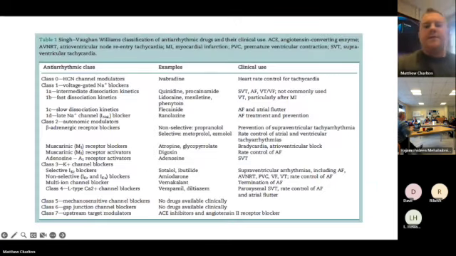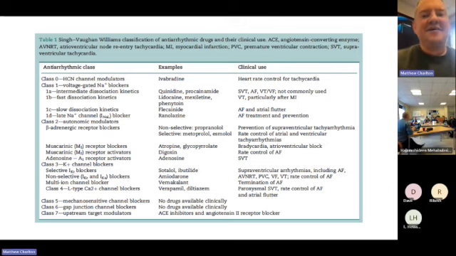So this is the list of medication in terms of how you classify them. Now, when I did this, I'm pretty sure there were only 4, but now there's 8. It was originally the Vaughan Williams classification, and then it was the Singh Vaughan Williams classification. So there are now 8 different classes of antiarrhythmics. But if you actually look at this, there's still only 5, because for the bottom 3 there are no drugs yet to use clinically. But just have an awareness of it.